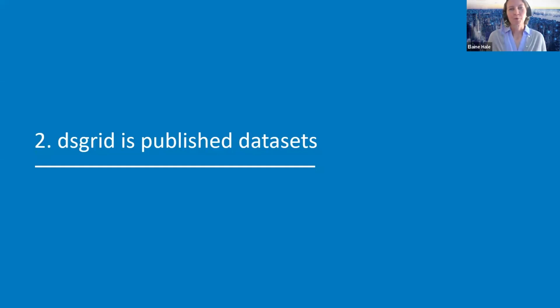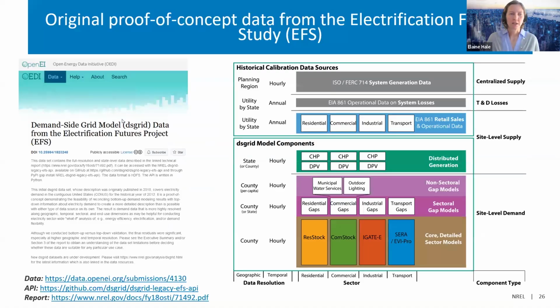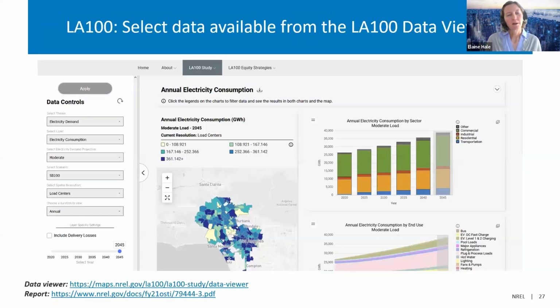All right, so that was an example of the demand side grid modeling approach. Now I want to talk briefly about the data sets that we've published and will be publishing in the future. So first, that proof of concept study that I mentioned, we have published those data and they're available on OEDI. And the links are in these slides, which will be available after the presentation. And similarly, there's a data viewer for the Los Angeles 100% renewable energy study, and you can browse our results there and you can download select slices of the data.